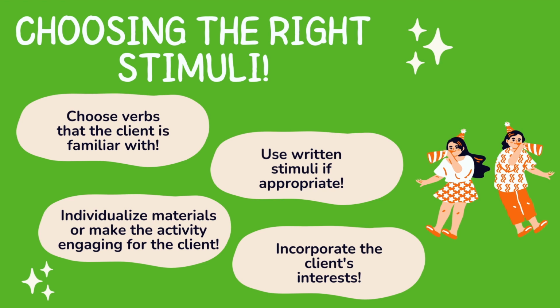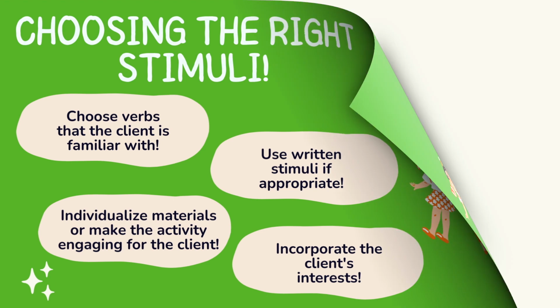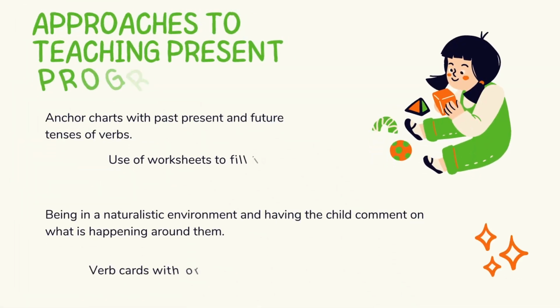It's also important to consider your client's interests when selecting pictures, toys, and activities, especially in a play-based approach such as the one I'll be using, to increase engagement and motivation. For example, for a child who enjoys animals, you might create or find verb cards that have animals performing different actions that they're familiar with. There are many different approaches to teaching present progressive ing.